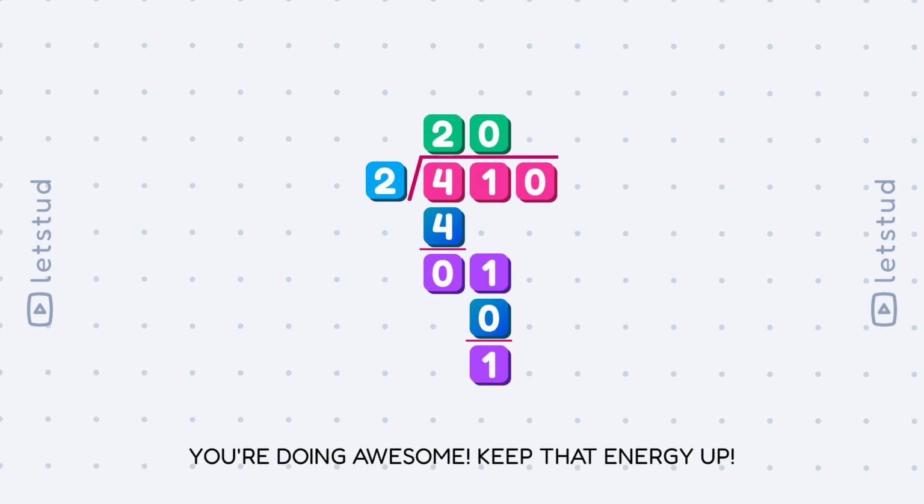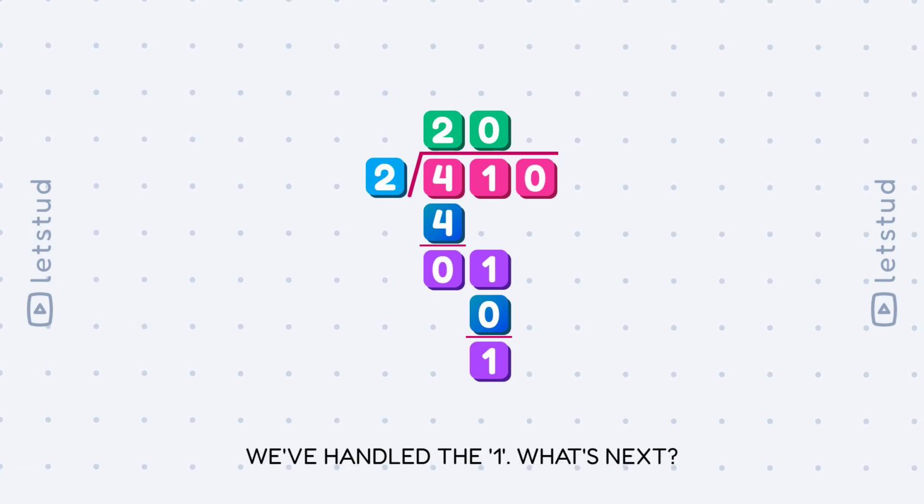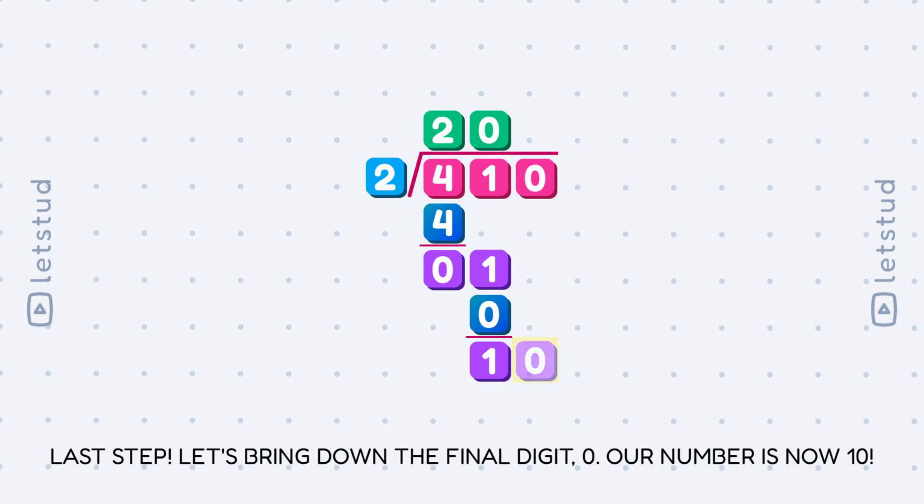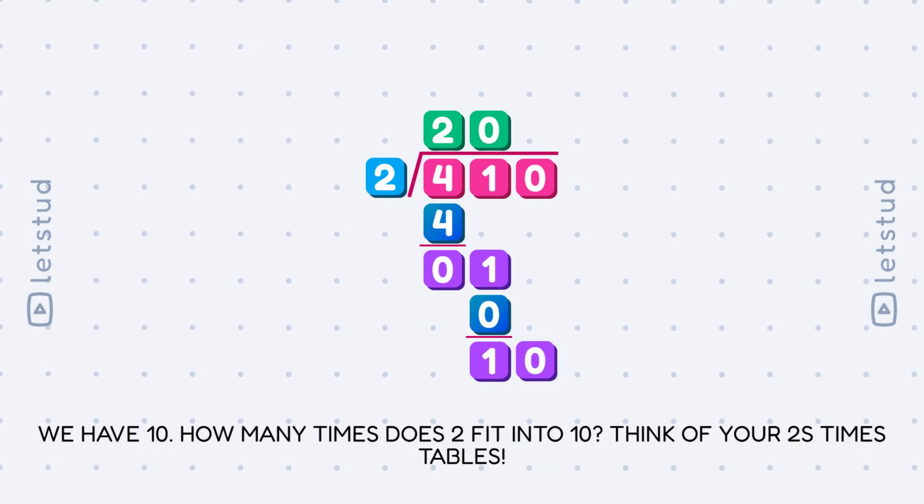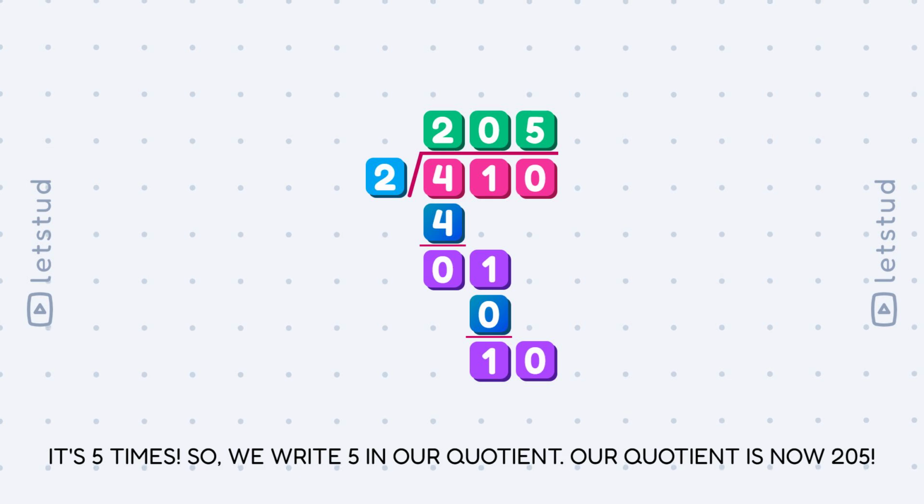You're doing awesome. Keep that energy up. We've handled the 1. What's next? Last step, let's bring down the final digit 0. Our number is now 10. We have 10. How many times does 2 fit into 10? Think of your 2's times tables. It's 5 times, so we write 5 in our quotient.